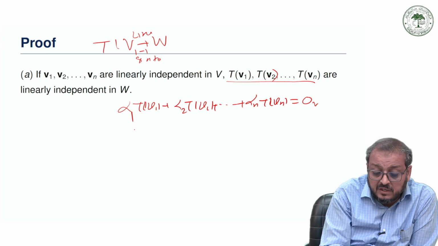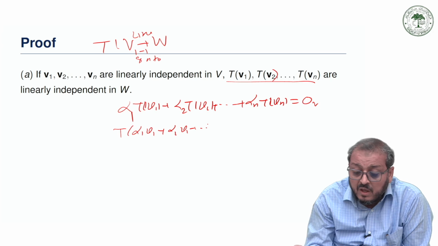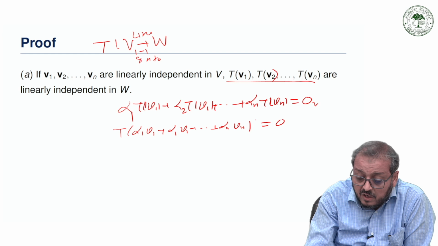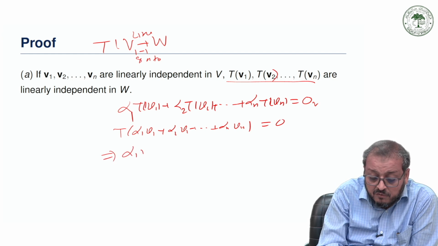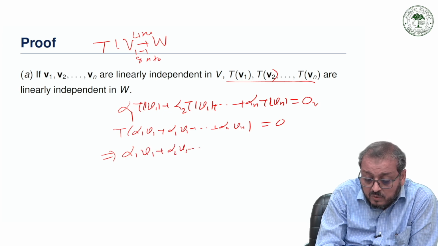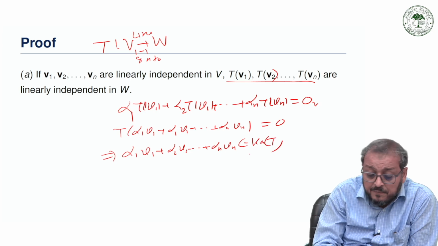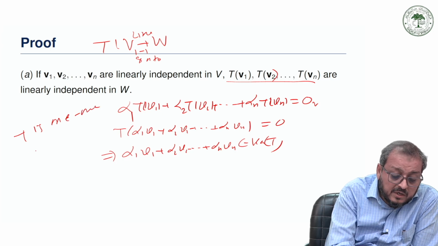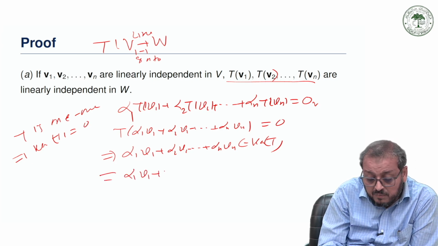since T is linear, this can be written as T of alpha 1 v1 plus alpha 2 v2 and so on up to alpha n vn is equal to the zero vector. This implies that alpha 1 v1 plus alpha 2 v2 and so on up to alpha n vn is an element of the kernel of T. Now because T is one-one, the kernel of T is equal to 0.